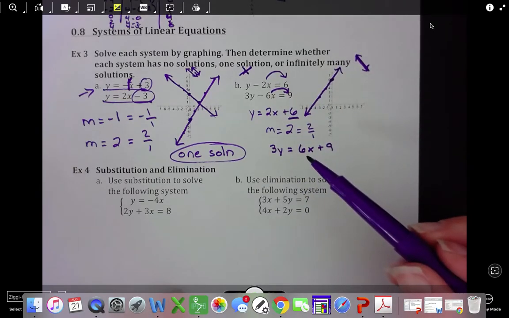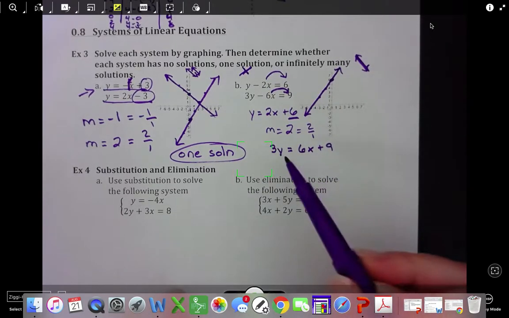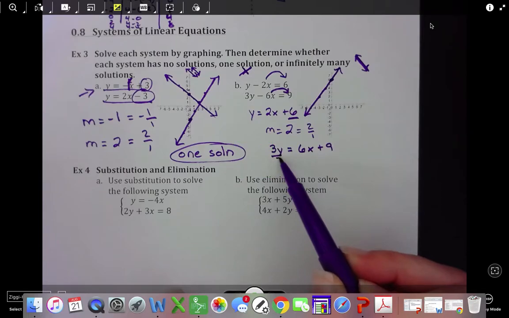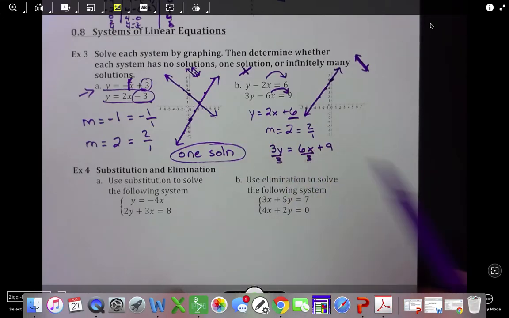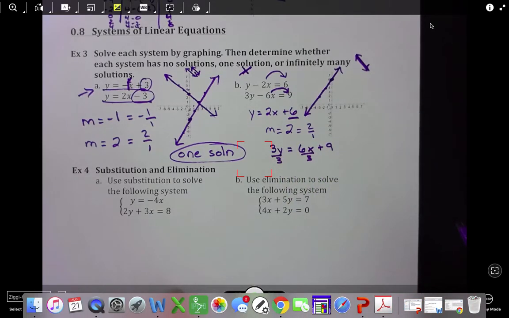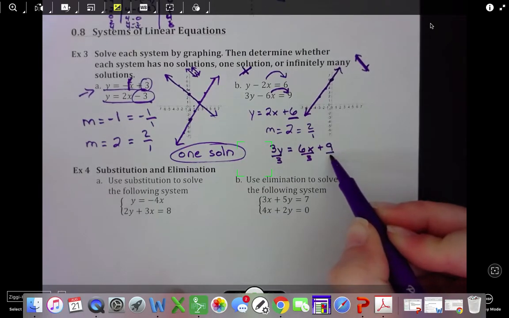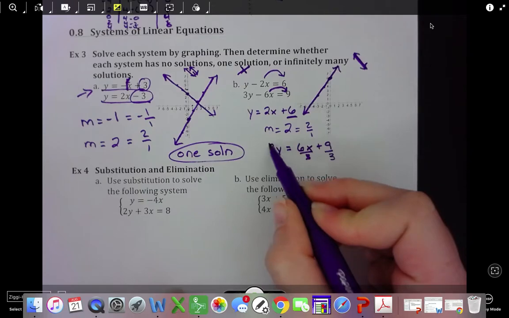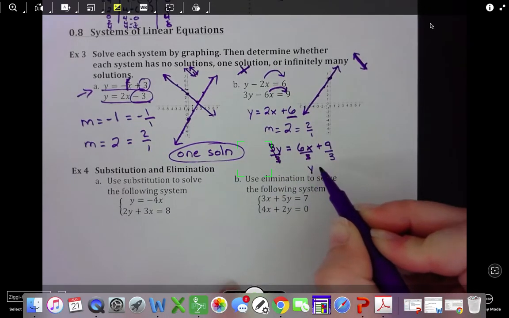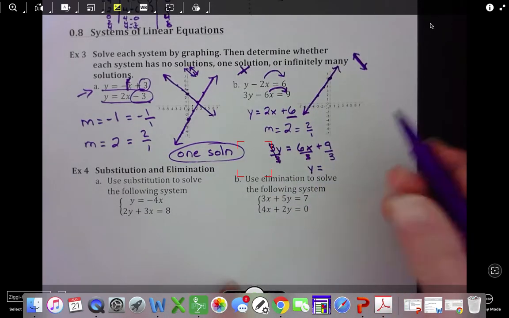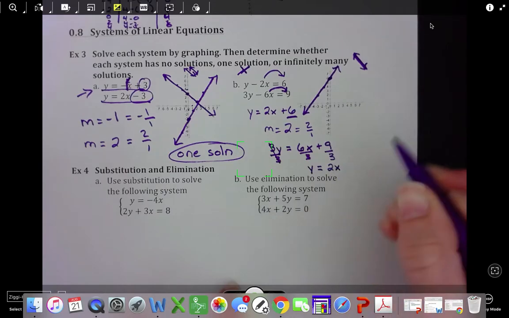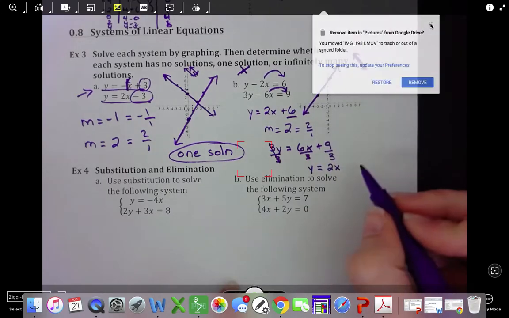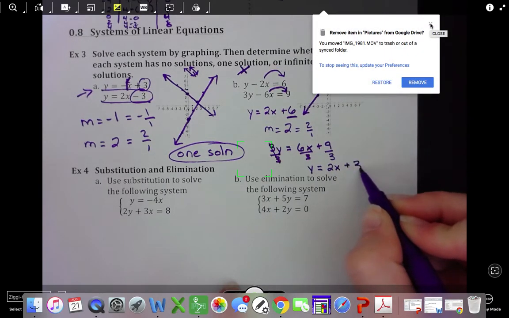Now there's one more step I have to do for this second one, and it's to get the y by itself. The 3 is in the way, so I have to divide everything by 3. When you divide by 3, don't just stop with that. Make sure you divide all 3 pieces by 3. So the 9 gets divided by 3 as well. The 3 goes away on the y, so y equals 6x divided by 3 is 2x, and 9 divided by 3 is 3. So I have 2x plus 3.